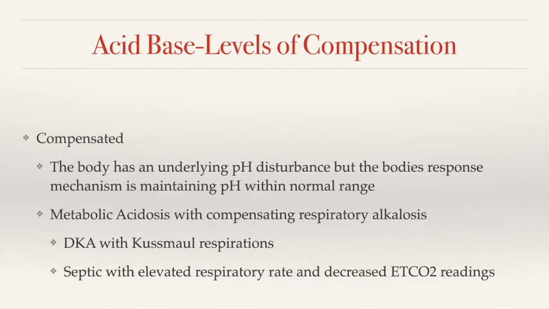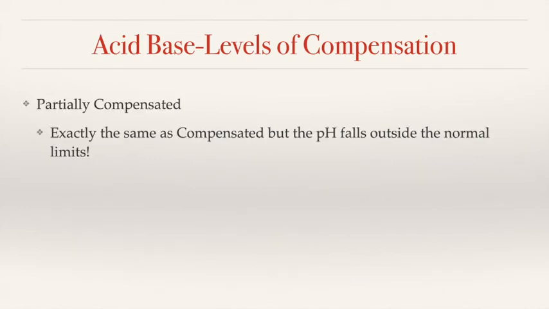Next is compensated. With compensated, the patient has an underlying pH disturbance, but the body's response mechanism is maintaining pH within a normal range. So we have uncompensated, where there's an underlying disturbance and the body is not doing anything to try and compensate yet. Compensated is when the body is maintaining that disturbance and it's maintaining the pH. Partially compensated is exactly the same as compensated, but the pH falls outside of the normal limits.